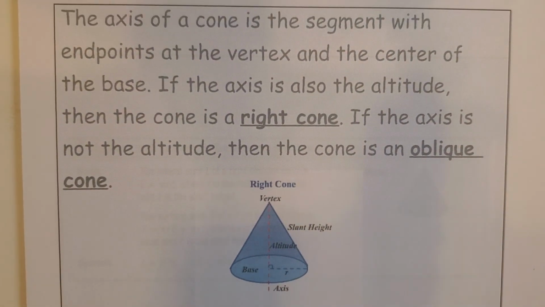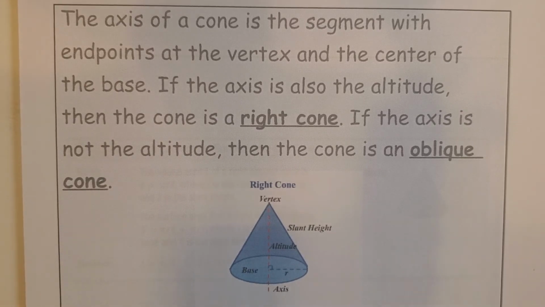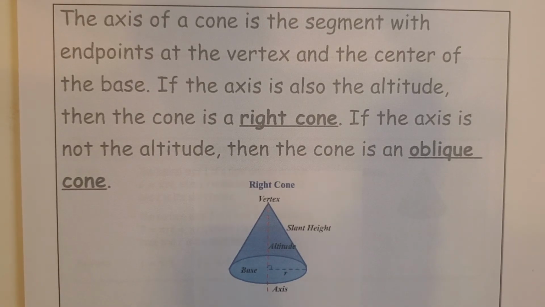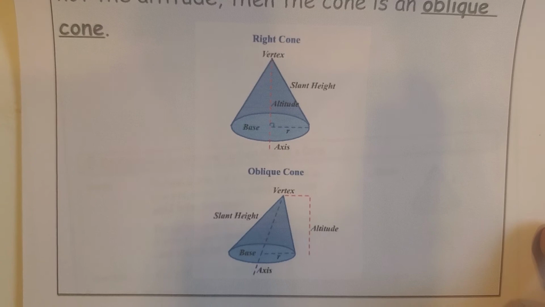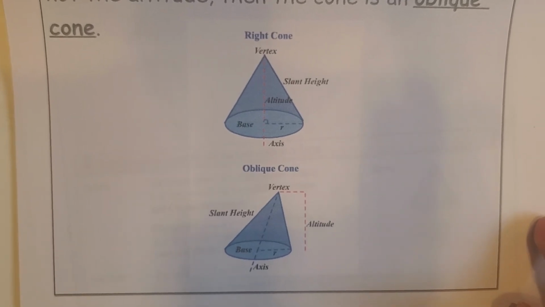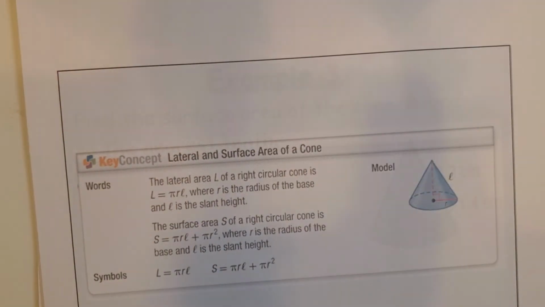Same kind of thing like with cylinders, right? Cylinders have an axis. So the axis in a cone connects the vertex to the center of the base. If the axis forms a right angle, or if the axis is also a height, then it's a right cone. If the axis is not the altitude, then it's an oblique cone. There's your difference in the pictures. And it's still going back to the whole idea that whatever you're using for your height still has to be perpendicular to the base.